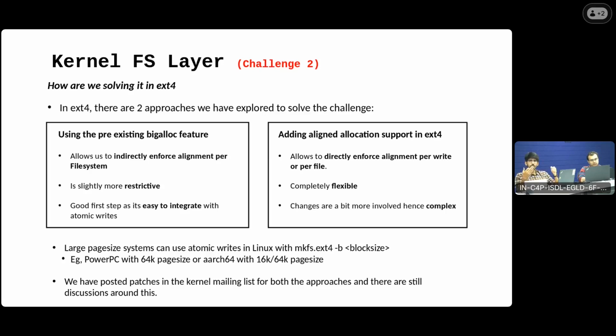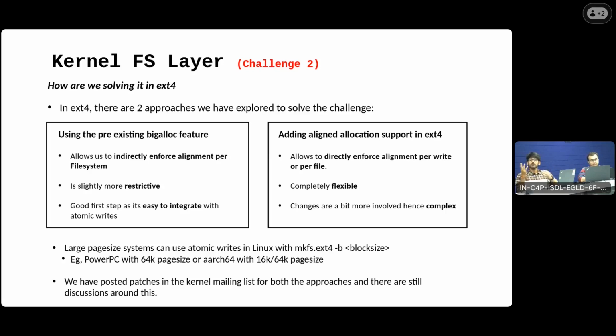And as soon as you make the block size 32 KB, all your allocations will be 32 KB aligned, and you kind of get the benefit directly straight out of the box. So that's also a good thing if you have access to such systems and if you want to play with atomic writes on such systems.